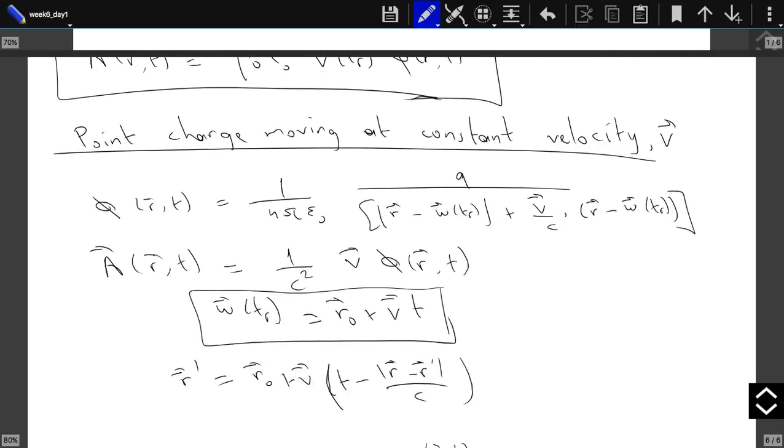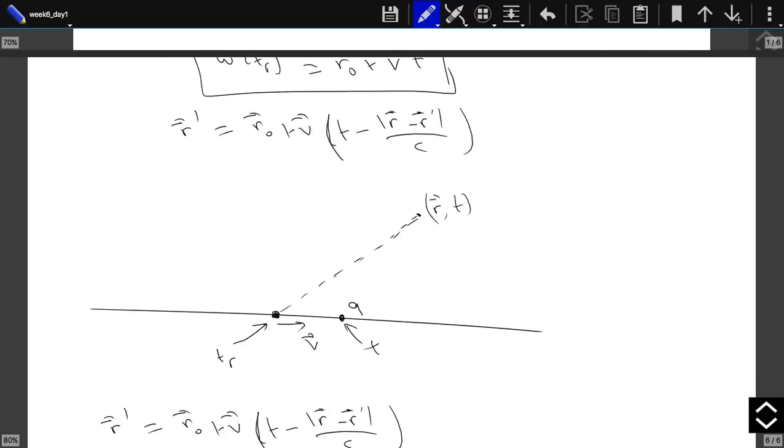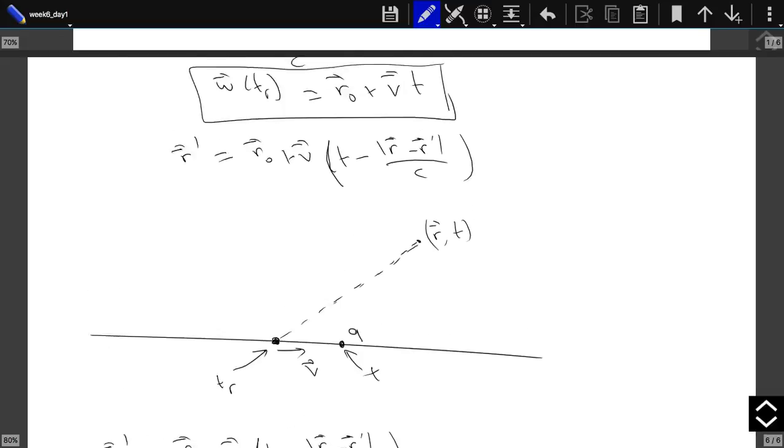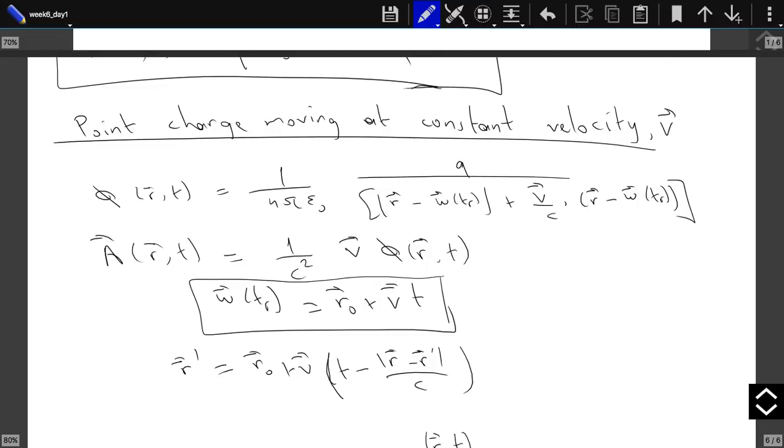You see, what we are doing, we have this point particle that is moving at a constant speed. And we would like to find the electric and magnetic fields corresponding to this particle moving at a constant speed. Now, we already know the scalar potential and the vector potential corresponding to a particle that is moving at an arbitrary velocity at a given time.